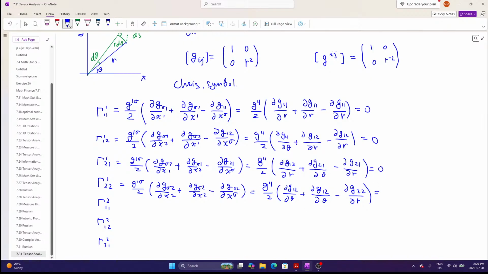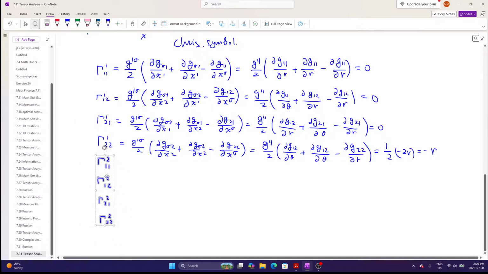So here something rather interesting happens. g11 is just 1, so 1 over 2. The off-diagonal terms g12 cancel, but here something interesting happens. You got dg22 over dr. g22 is r squared, finally a non-zero, yay. So this is minus 2r, so this is just minus r. Okay, so that's a non-zero. Let's continue.